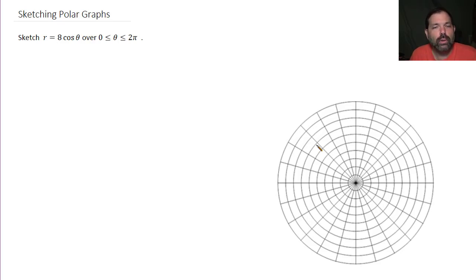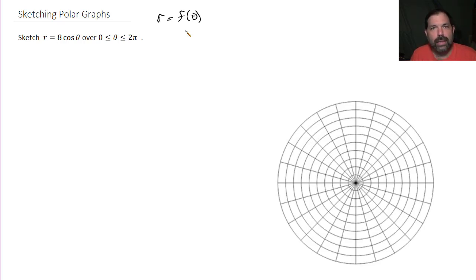In this section, we're going to learn a couple of different techniques that we can use to sketch polar graphs, the result of polar equations. So we often will see equations written in the form r equals some function of theta, and we wish to be able to sketch functions that look like this. So here I've got an example. We want to sketch r equals 8 cosine theta, where theta is from 0 to 2 pi.